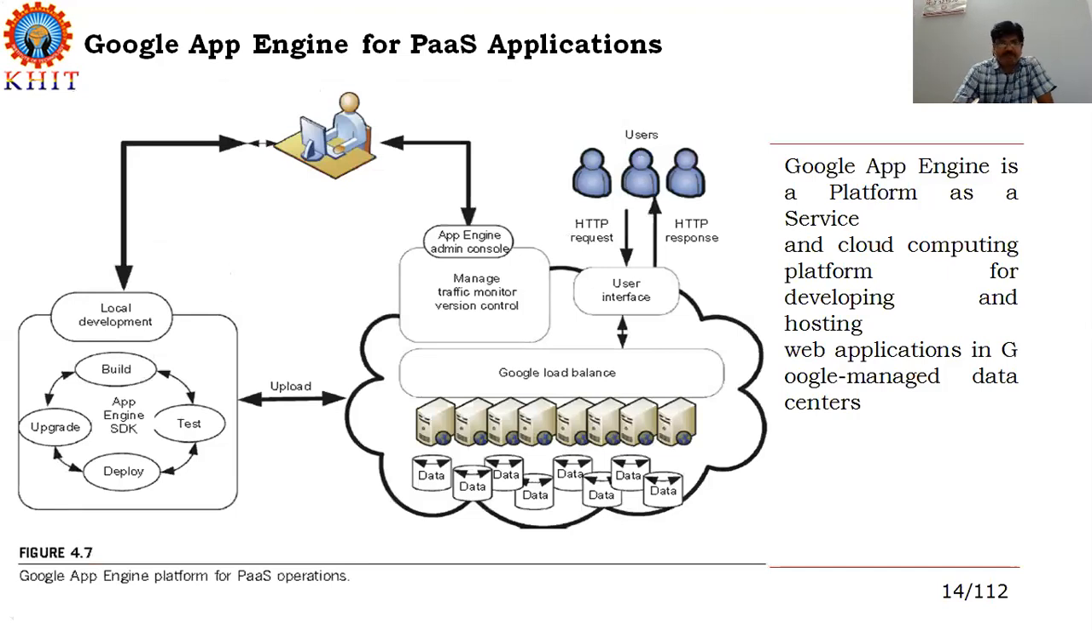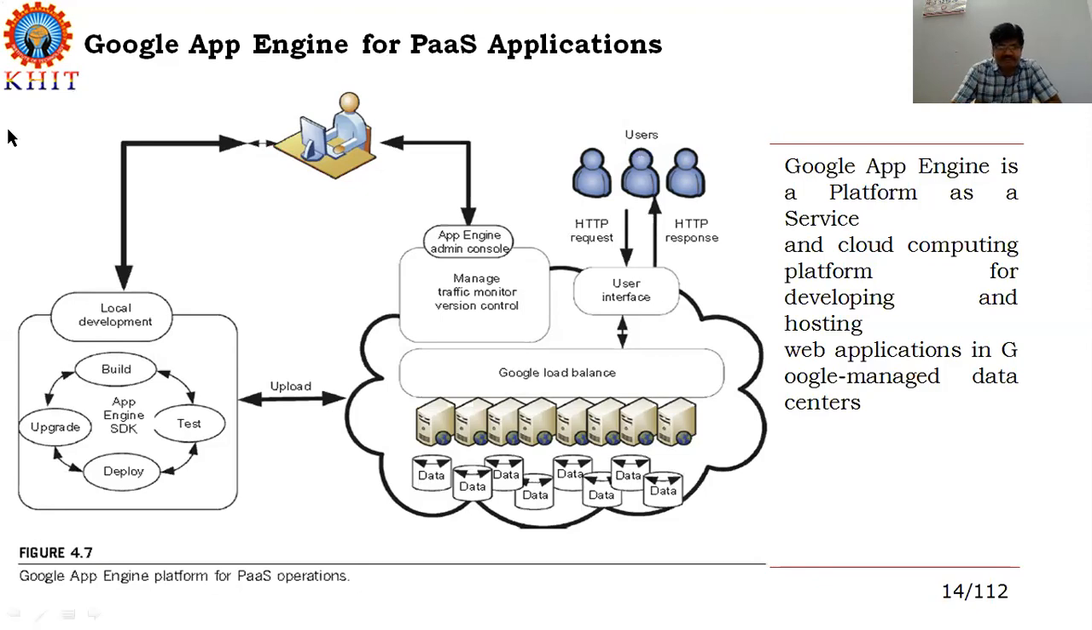Now, a very important one is Google App Engine for PaaS applications. It is an application platform as a service. The best example for platform as a service is Google App Engine. Google is a software company. They developed one app engine that is called the Google App Engine, and that acts as a platform as a service.